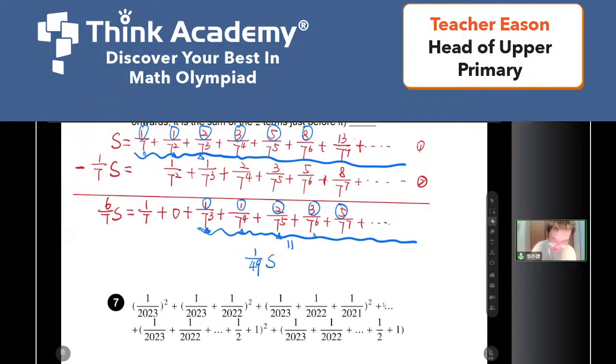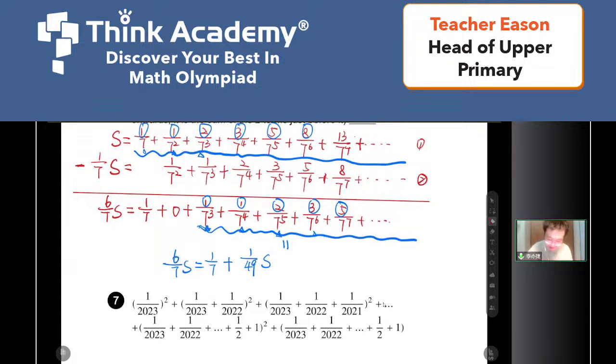And then we get an equation for s, because now we know that this difference here, 6 over 7 s, equals 1 over 7 plus this 1 over 49 s. Then we may just solve this s out. And this is what? 49 minus 1, 6 over 7 s equals 1 over 7. Then we get s equal to 7 over 41.